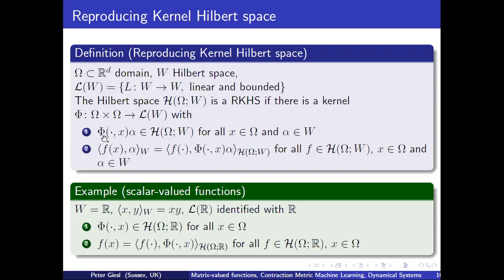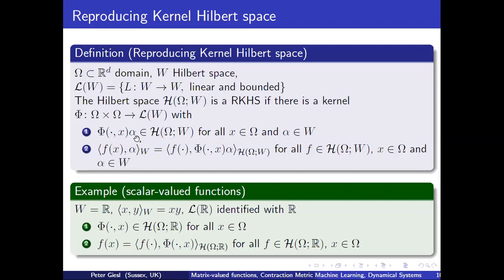The first one is that somehow each of these elements is in H. Now, compared to the scalar valued version that we had earlier, which is a special case of this one, we now have an alpha here. Why is that? Well, the phi is a map from W to W. So we need an element alpha in W to have, again, an element with values in W.